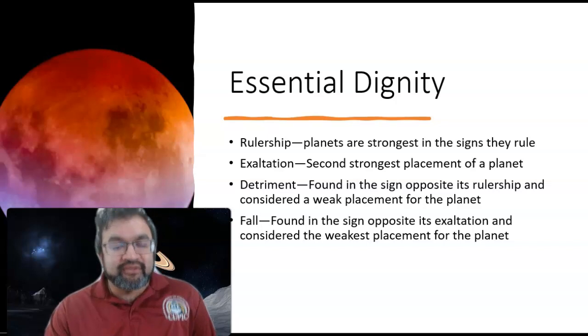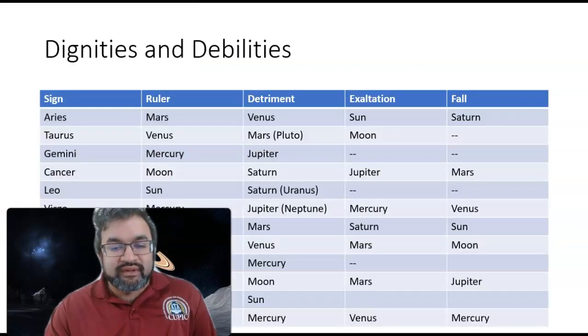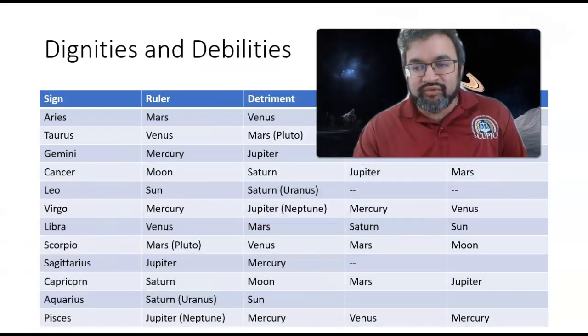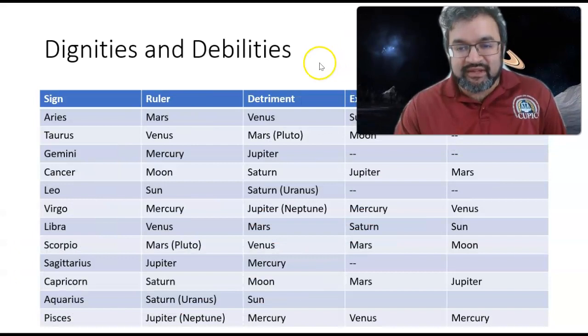So I'm now going to go over this table. And I'm going to move my picture around as I'm presenting. Dignities and debilities. So on the left, Aries, Taurus, Gemini, Cancer, Leo, Virgo, Libra, Scorpio, Sagittarius, Capricorn, Aquarius, Pisces. These are all the signs.